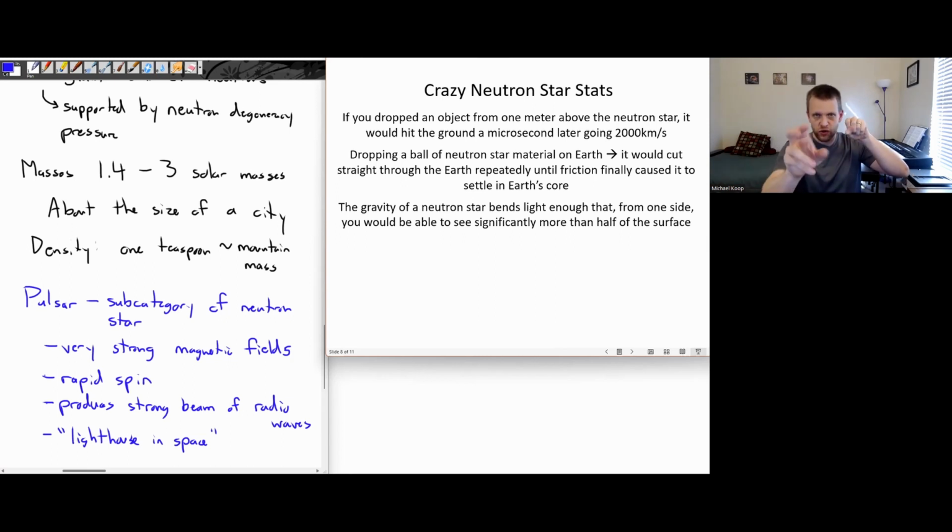So if you are at some location and looking at this neutron star, you'd be actually able to see part of the back of this neutron star because of how it bends light around it. You'd actually be able to see around 70% of the surface of that neutron star, not just the ordinary 50% that, usually if you're looking at just a sphere, you can see half of the sphere at any one time. This neutron star, based on how it bends light around it, you could see around 70% of it.